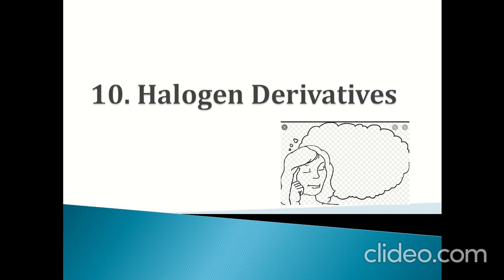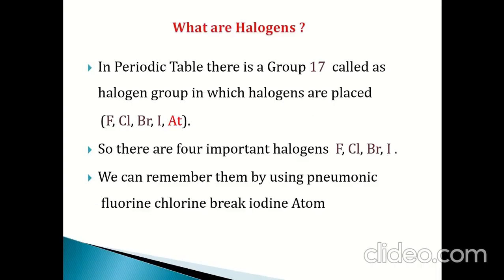Today we are going to revise lesson number 10, that is halogen derivatives. What are halogens? In the periodic table, there is group 17, which is called halogens, in which the halogens are placed like fluorine, chlorine, bromine, iodine and astatine. So fluorine, chlorine, bromine and iodine are important halogens. We can remember them by using the mnemonic: fluorine, chlorine, break, iodine, atom.